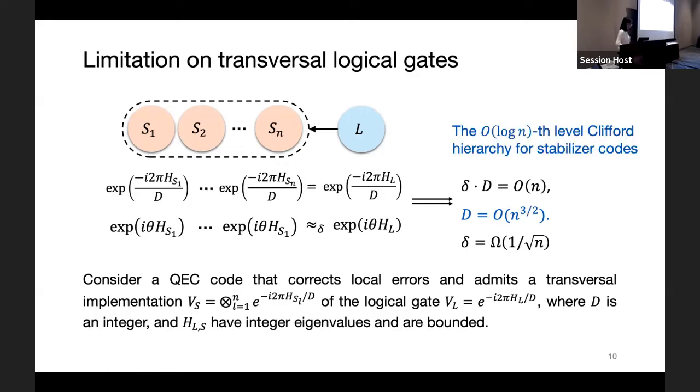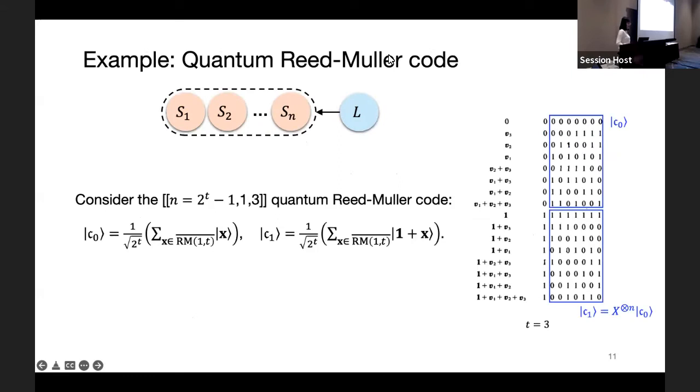So for example, if we are considering a stabilizer code here, this basically means that such a type of gate can only implement up to O of log n-th level of the Clifford hierarchy. Okay, so now let's present some examples that nearly saturate our bound.